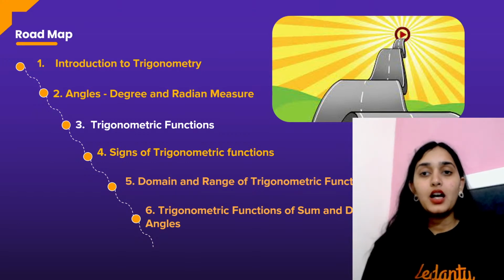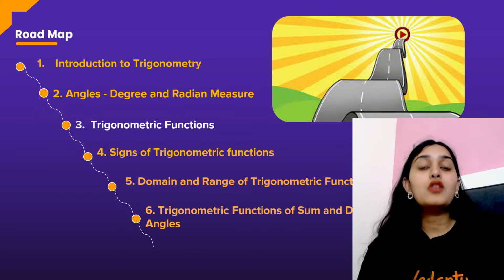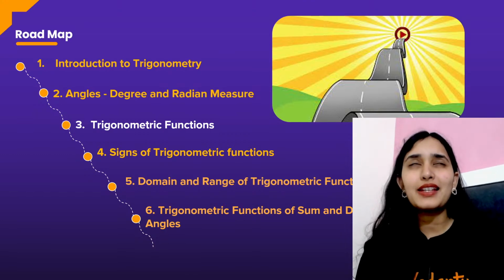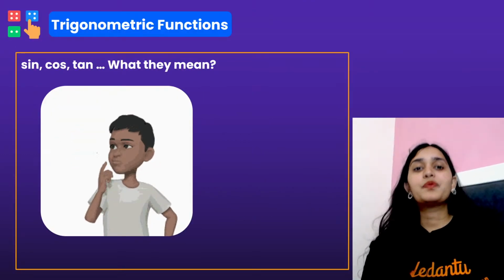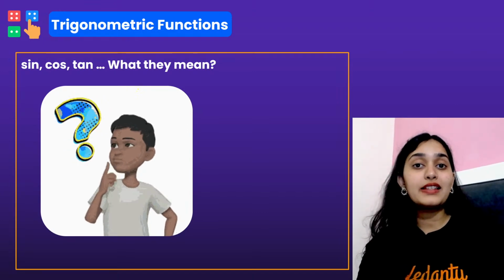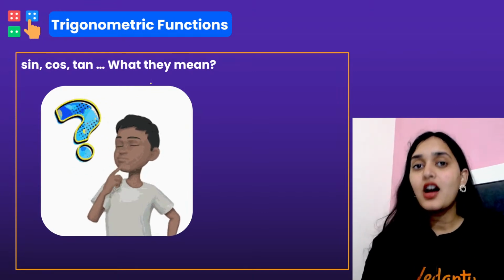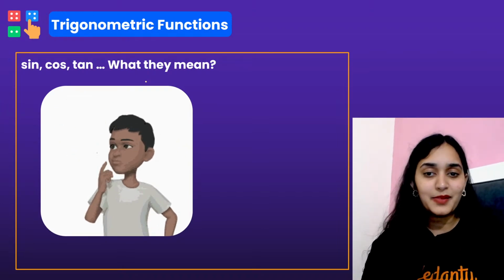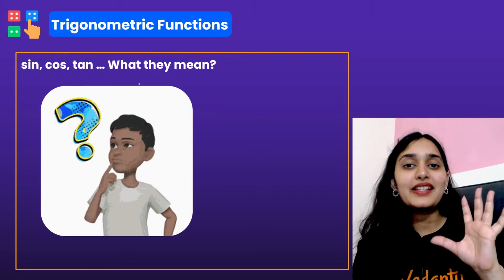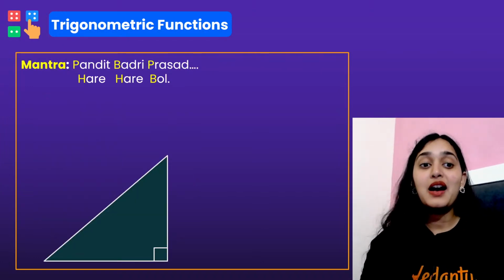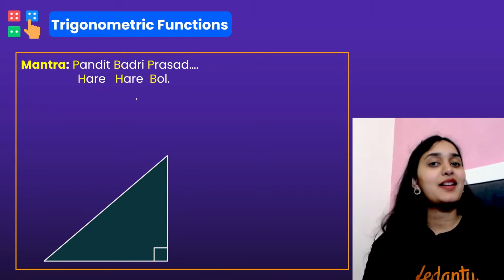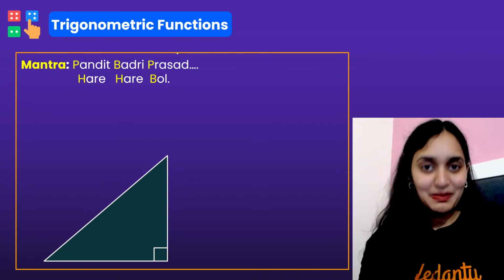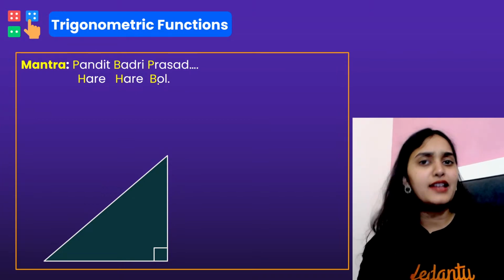So in class 10th, we have learned about trigonometric ratios. Now, what are those trigonometric ratios? Can you just recall them? Can you remember what sine, cos, tan are for a triangle, or how we calculate their values? How are they related to a triangle? Well, basically, there is a Hindi line which says Pandit Badri Prasad Hare Hare Bol. Now, this mantra is actually used in mathematics for trigonometric function value calculation.